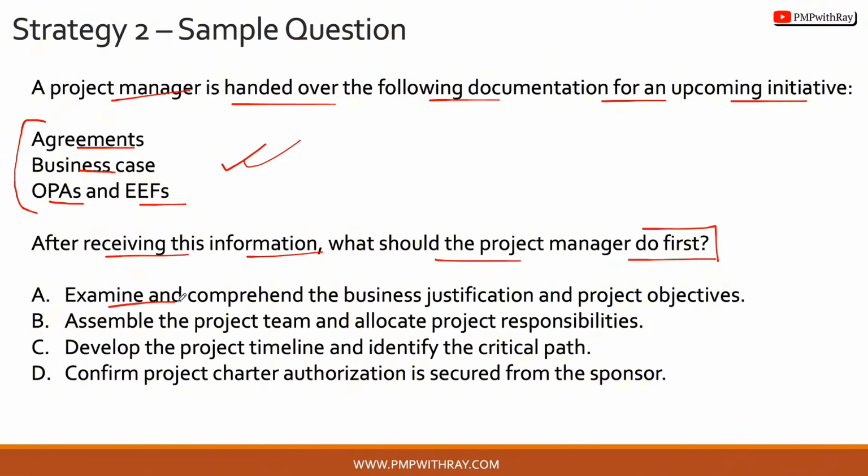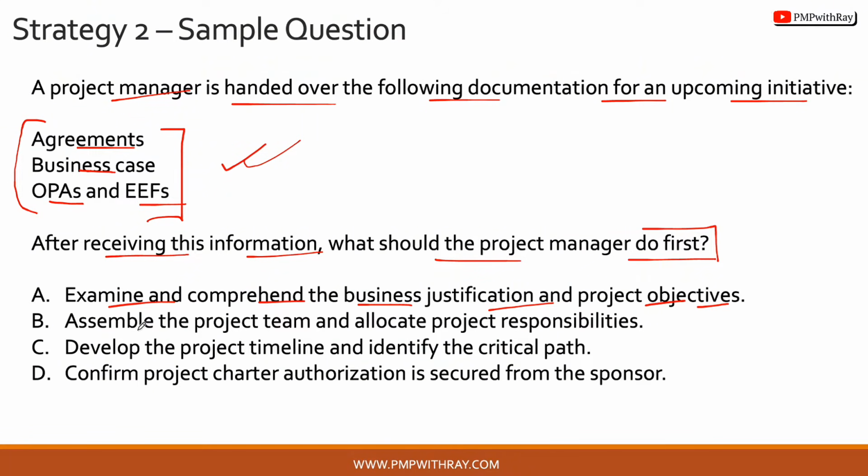Option A, examine and comprehend the business justification and project objectives. This is really a good option, because if you go to the tools and techniques of initiate project charter, you will be able to see that you do sort of group discussions, focus brainstorming, etc., to comprehend the business justification after you have got the inputs of your project chartering process, which are your agreements, business case, OPAs, etc. So option A seems to be a good answer choice.